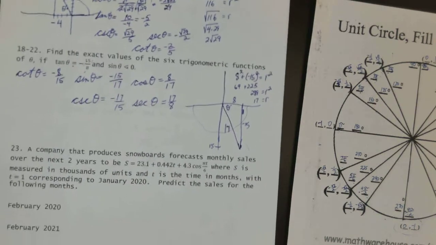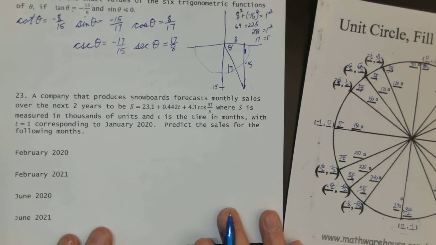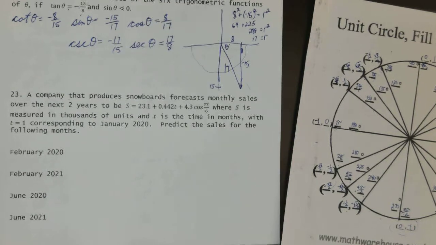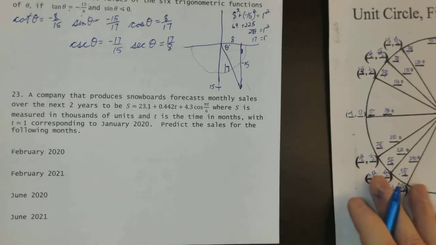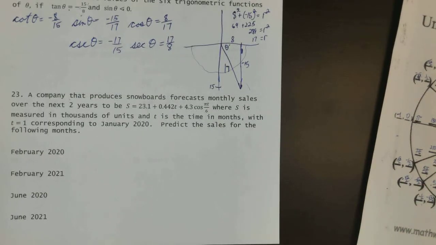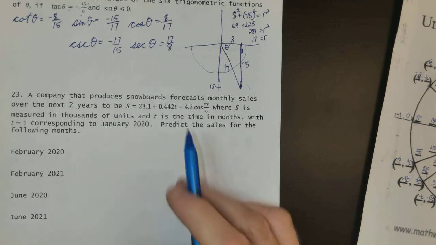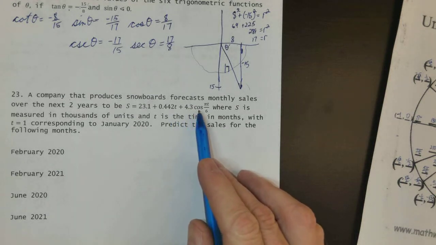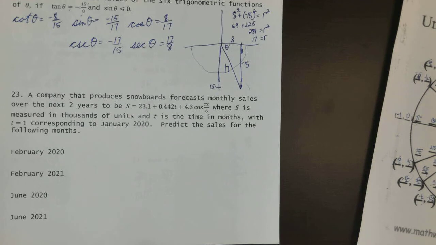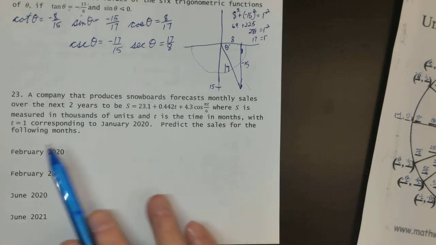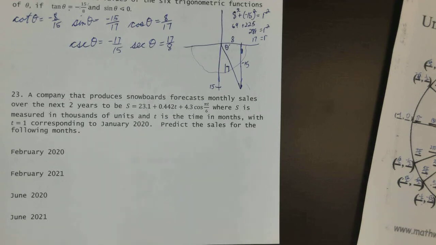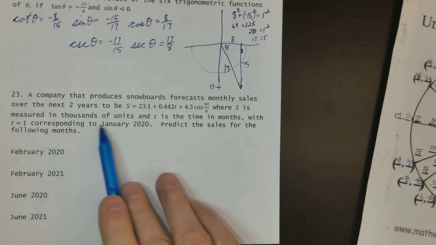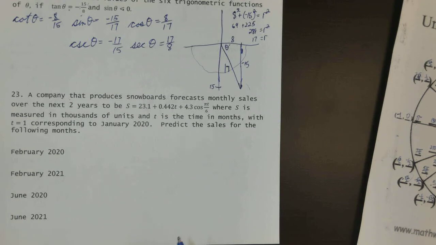All right, one more problem. Okay. A company that produces snowboards forecasts monthly sales of the next 2 years to be S equals 23.1 plus 0.442t plus 4.3 times cosine of pi t over 6, where S is measured in thousands of units and t is the time in months. T equals 1 corresponds to January 2020.